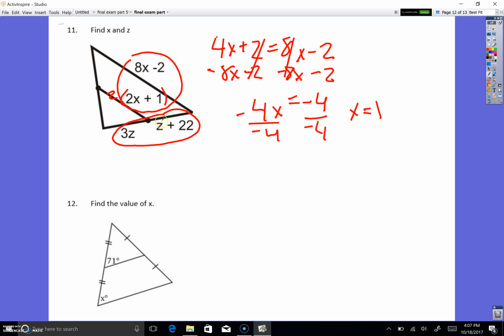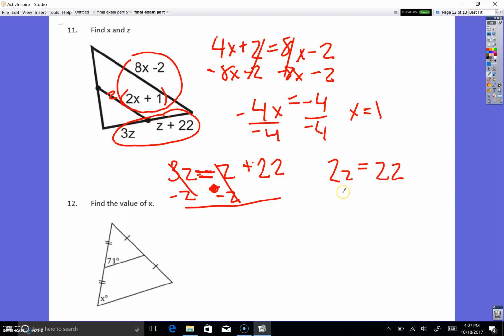Okay, z, since this is the same as this, we just set them equal to each other. Okay, so plus z, oops, this is an equal sign, so this is actually minus z. Okay, so this becomes 2z is equal to 22, so z is equal to 11.